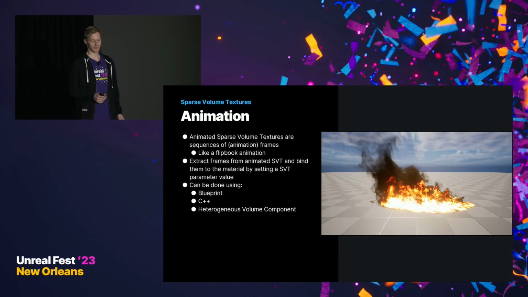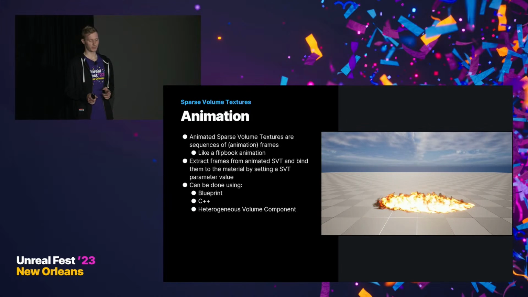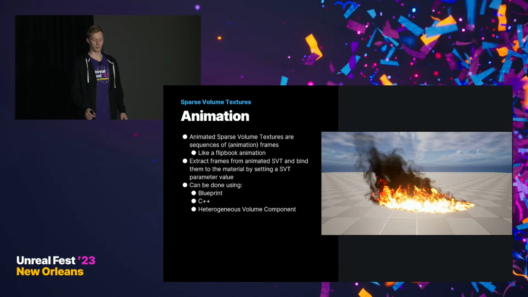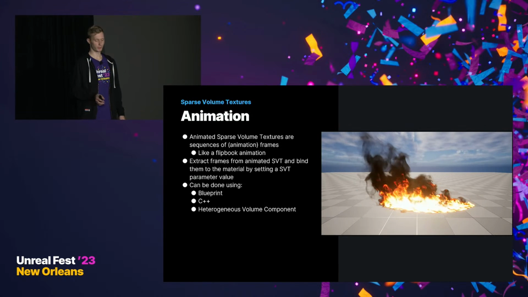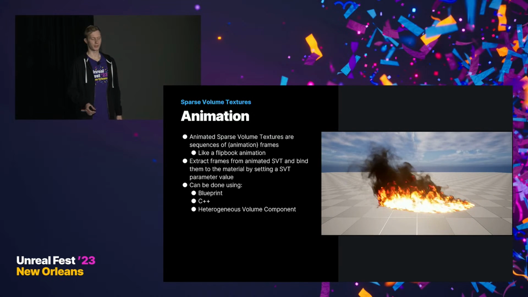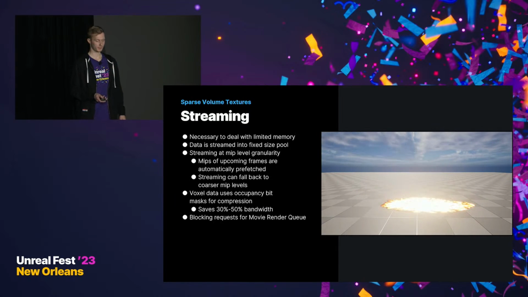There are multiple ways to do this. You can use Blueprint, C++, or the Heterogeneous Volume component. I recommend the latter because it does all the heavy lifting for you, but using Blueprint or C++, you can use animated SVT for different effects like volumetric fog or clouds. Our online documentation on SVT should have a section on how to set this up with Blueprints.